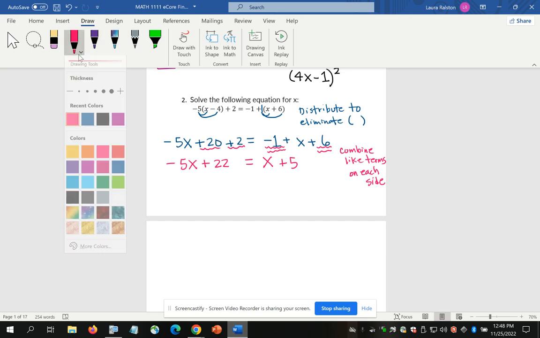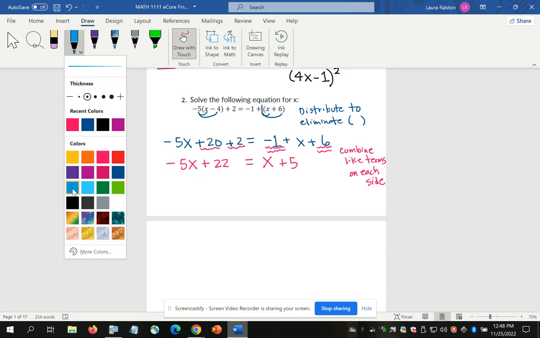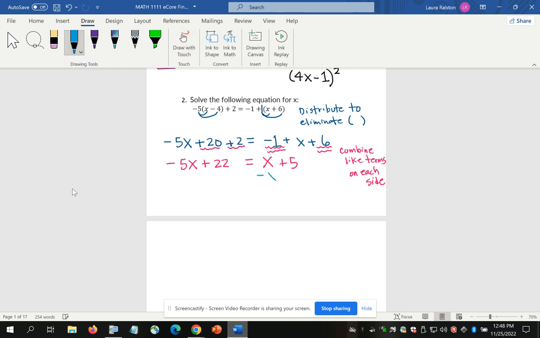Then I need to get all of the x's together. So I'm going to subtract x from either side to get all of the x's together. So I have negative 5 plus negative 1. Remember, there's an understood 1 there. That's negative 6x plus 22 equals 5.